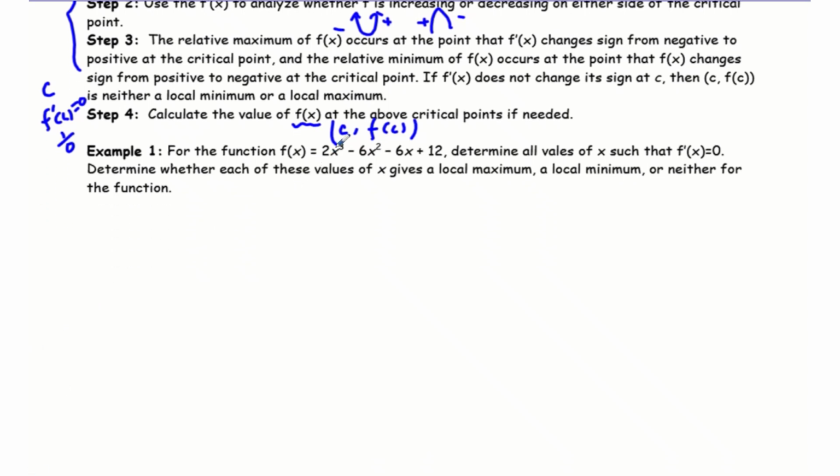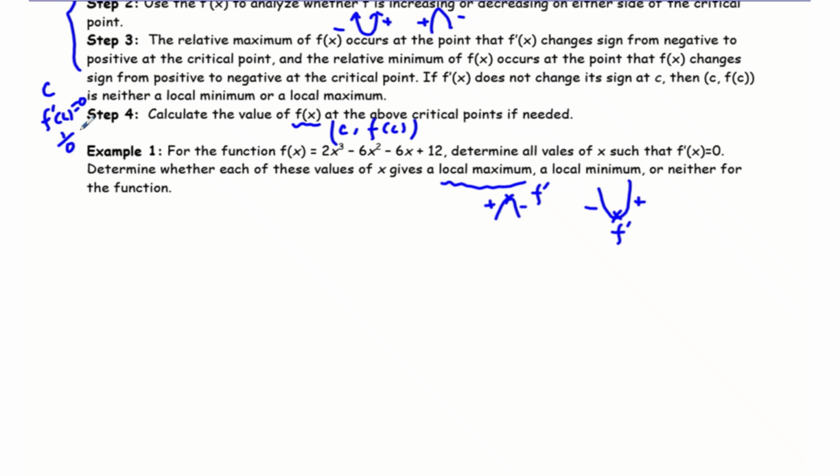For the function f of x equals 2x cubed minus 6x squared minus 6x plus 12, determine all values of x such that f prime of x equals 0. After that, determine its local maximum. Local maximum means the derivative goes from positive to negative. Local minimum, so this one decreasing, this one increasing, the derivative at this point, left is negative, right is positive. So we can draw the chart again, or neither for the function.